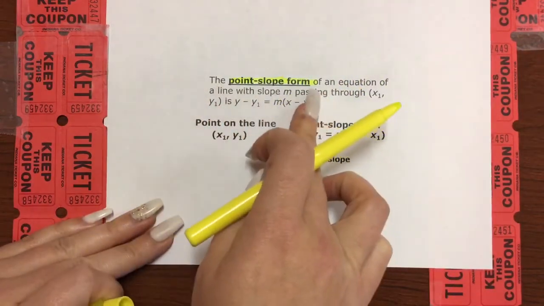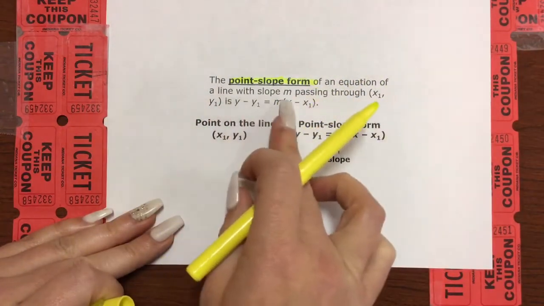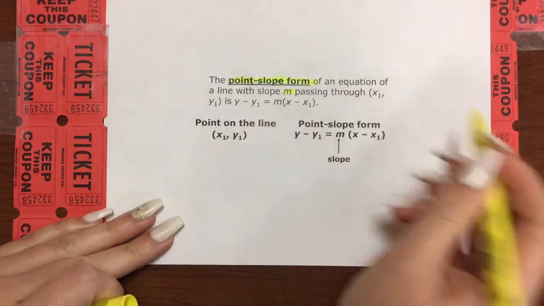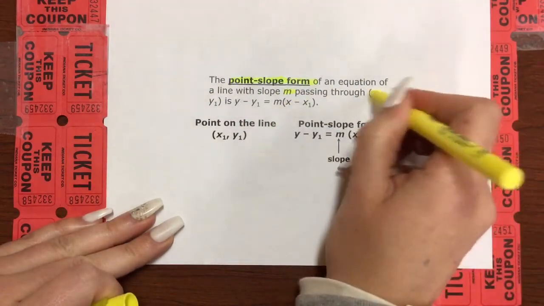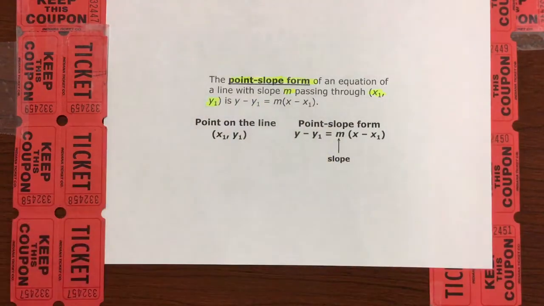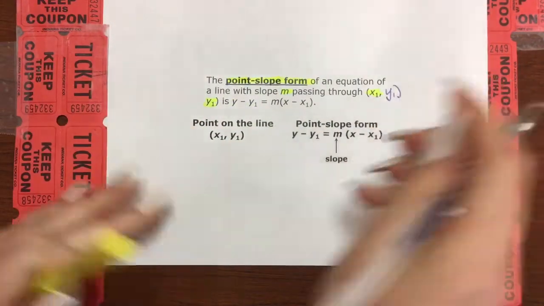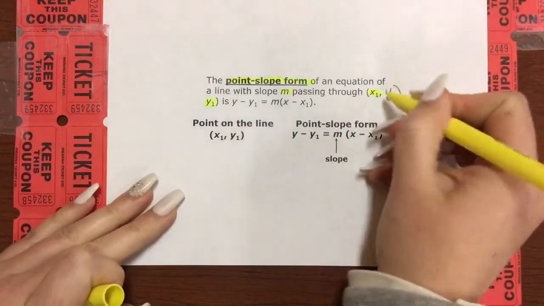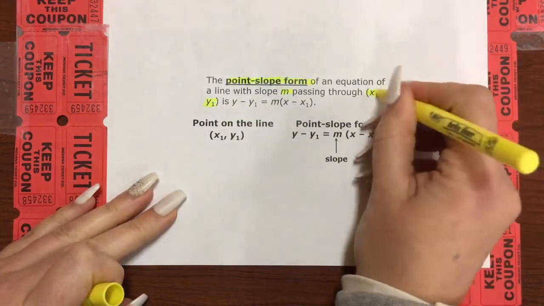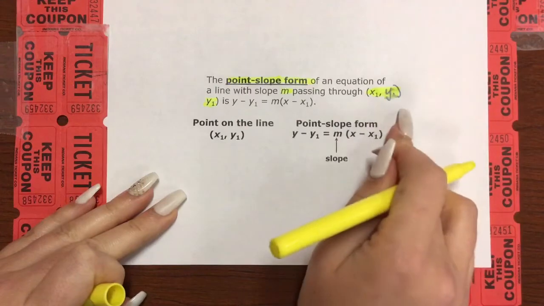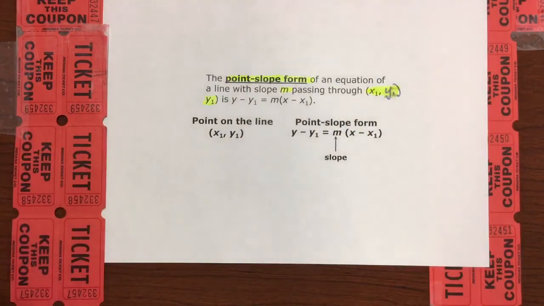So the point-slope form of an equation of a line with slope m passing through the point x1, y1. I wish it wasn't written like that. I wish it was more like this, x1, y1, so it kind of goes through that point. So we have a slope and we have a point. So a slope that goes through this point is this equation.